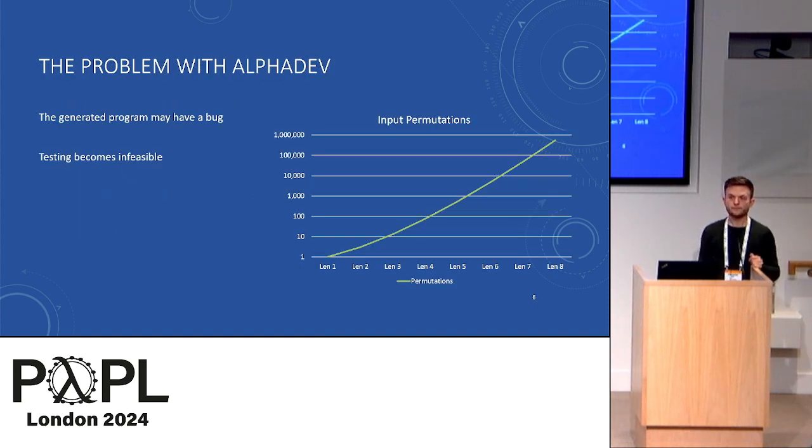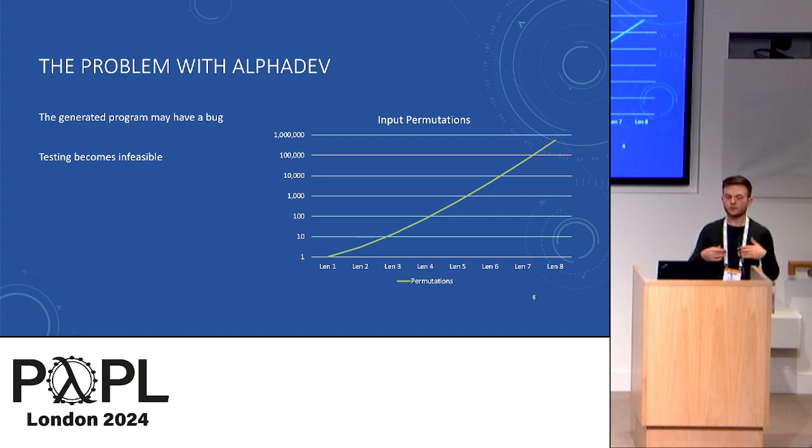Okay, in the paper about AlphaDev, the authors highlight one problem, and it's that the program generated by the agent isn't known to be correct. It could have a bug in it, and to make sure that the generated code is correct, they test it, and they do that exhaustively.